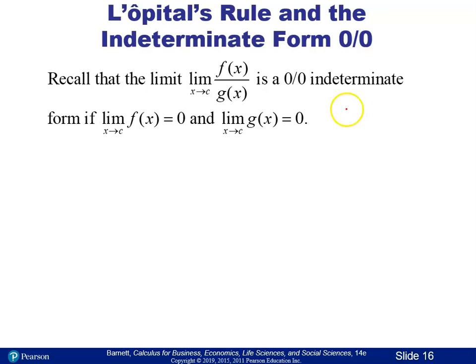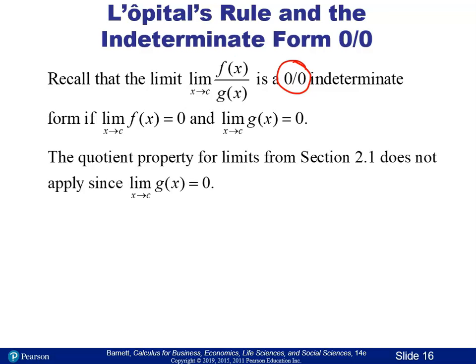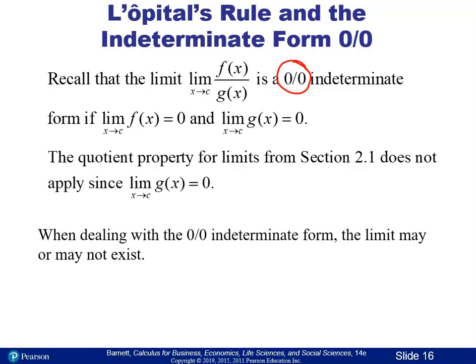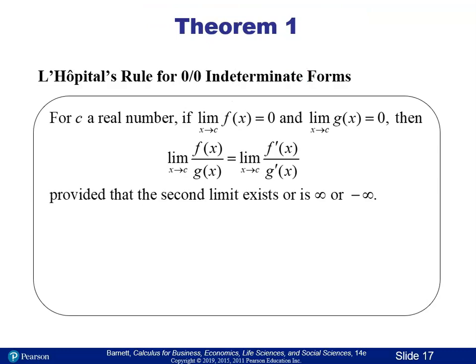Okay, so we're going to be focusing on these indeterminate forms, the 0 over 0, when we have a quotient, with two functions being divided. What L'Hopital's rule says is that for these indeterminate forms, if the limit of the numerator is 0 and the limit of the denominator is also 0, then the limit of their ratio is equal to the limit of the ratio of their derivatives. So this limit would be equal to this limit.